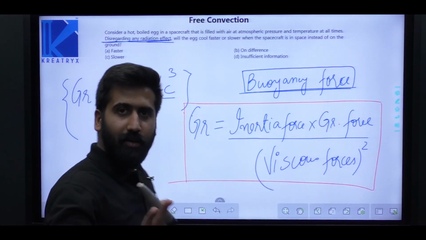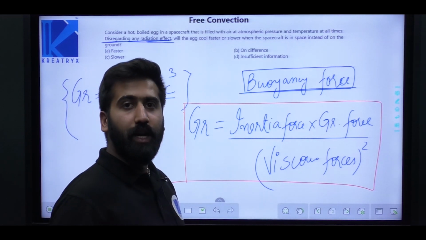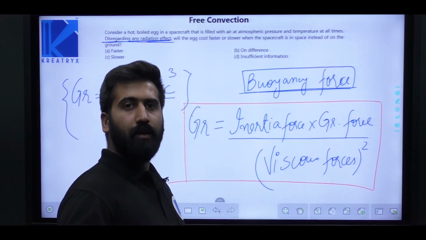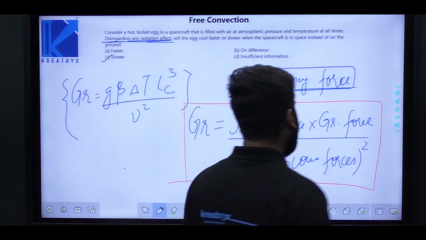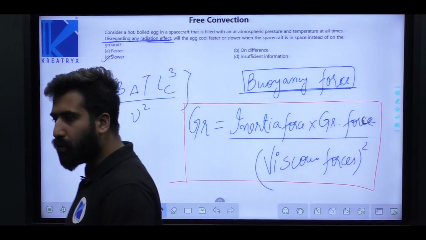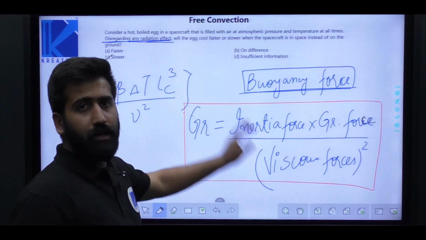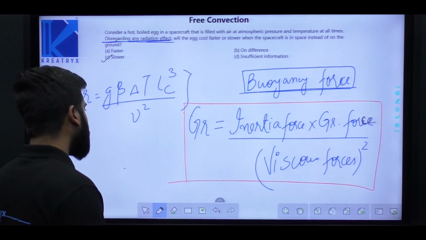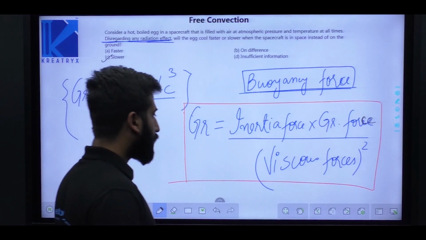Now, is there any gravity in space? There is no gravity in space. That means there will be no natural convection occurring. And if there is no natural convection occurring, will the egg cool slower or faster? It will cool slower. Simple as that. So if there are no gravity forces, there will be no driving force for free convection. Because we have to disregard any radiation effect, the sole heat transfer will depend on natural convection. So let's move on to the next question.